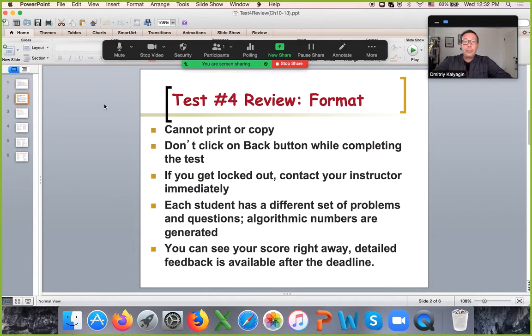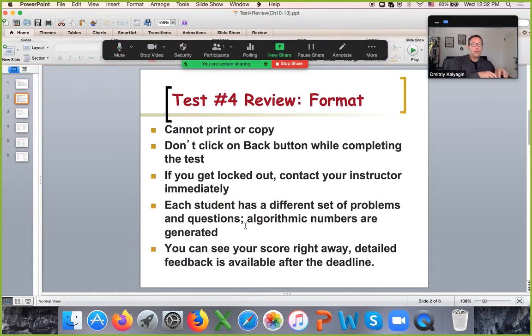So the test will be one sitting, right? It will be only 3 hours. You cannot save and exit. If you get locked out, please contact me immediately. Every student has a different set of problems and questions. You cannot print or copy the test, and you will be able to see your score right away.